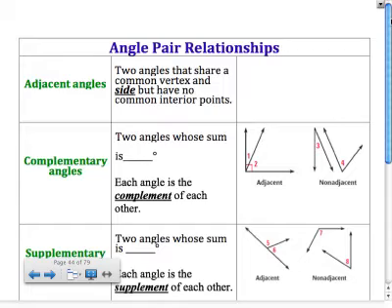So we're kicking it off right here with adjacent angles: two angles that share a common vertex and side but have no other common interior points. The way I've always thought of this or taught it is that they're two angles that are right next to each other. So for instance, if I sketch in this diagram here, clearly there's two different angles there, okay?